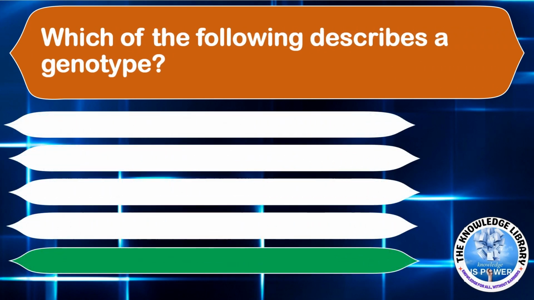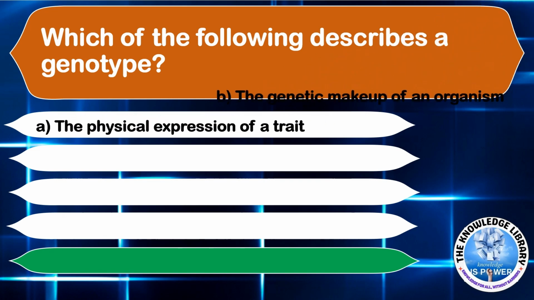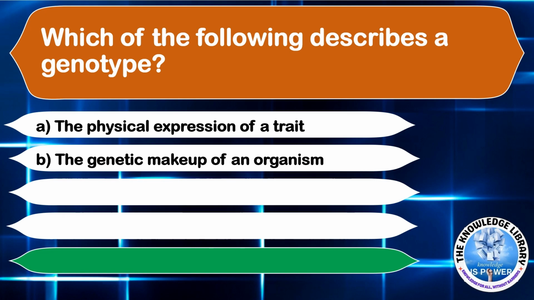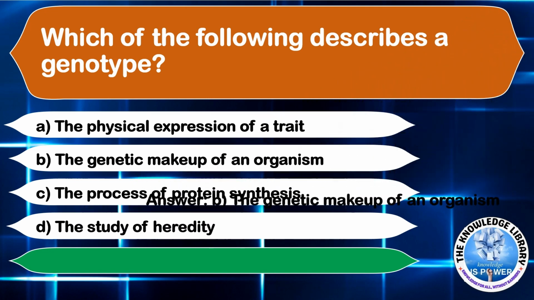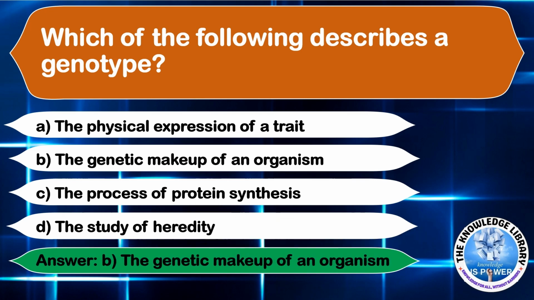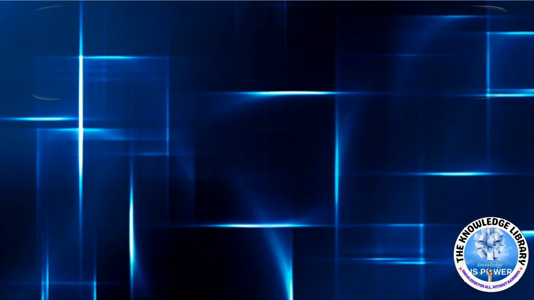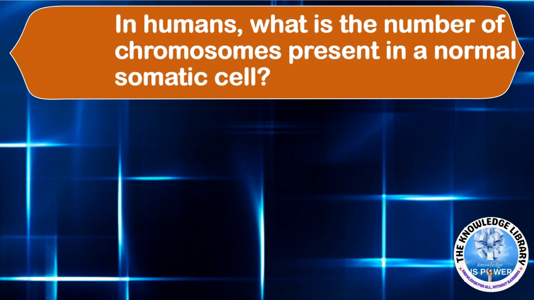The next question is, which of the following describes a genotype? Option A, the physical expression of a trait. Option B, the genetic makeup of an organism. Option C, the process of photosynthesis. Option D, the study of heredity. The correct answer is option B, the genetic makeup of an organism.